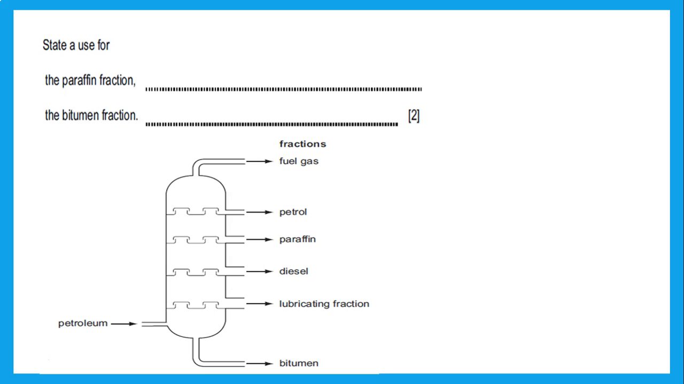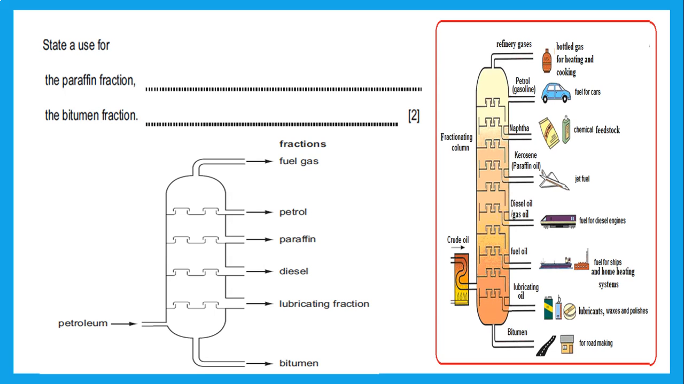You should know the uses of each of these. So what do we use paraffin for? Remember, paraffin is the same as kerosene. We said we use it as fuel for jets. And bitumen is the fraction at the bottom, and that is used for road making.